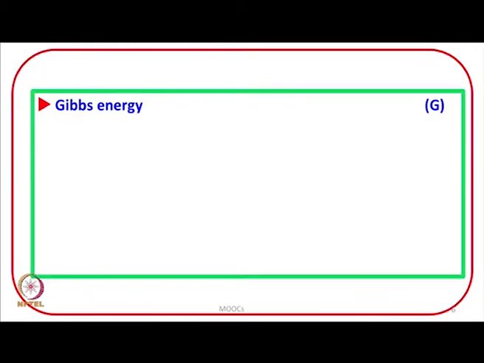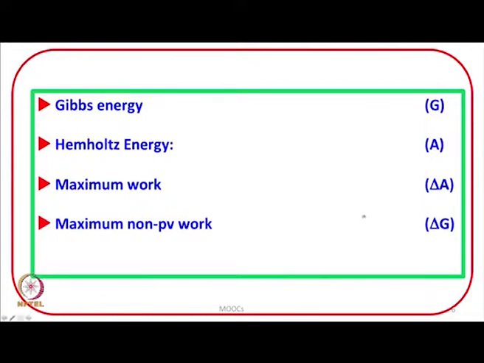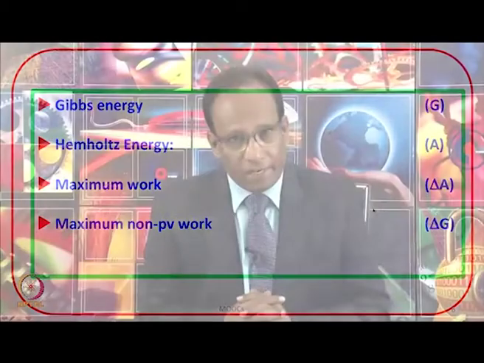Then we discussed Gibbs energy G and Helmholtz energy A, and we further discussed that if we are interested in knowing the maximum work which can be drawn from a system, we have to calculate delta A. And if we are interested in knowing the maximum non-pressure-volume work, then we have to act upon delta G. So, this delta A and delta G are very important changes in thermodynamic properties, because we are always interested in knowing how much work we can draw from a system.